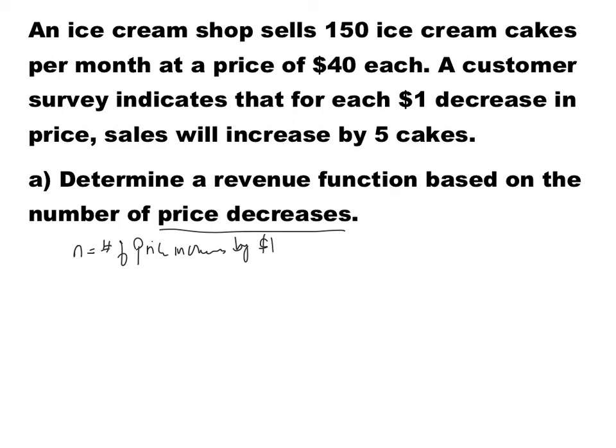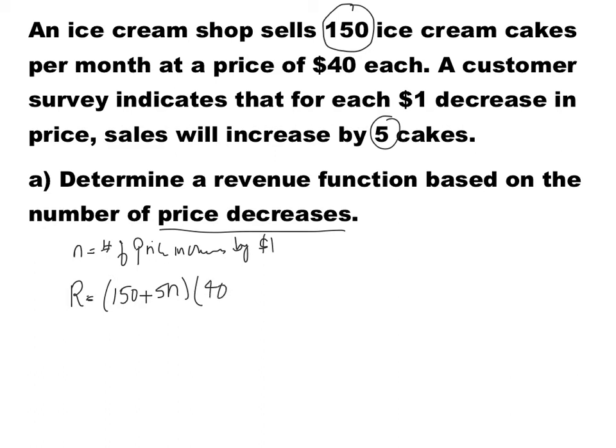So the revenue is the number of cakes sold. We know that regularly we sold 150. For every time we increase the price by $1, we sell 5 more cakes. So it's going to be 150 plus 5N times the price. The price is regularly 40.